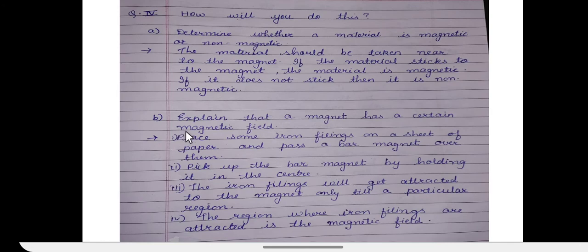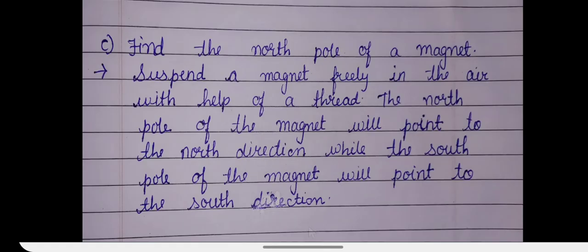B1. Explain that magnet has a certain magnetic field. Point 1. Place some iron filings on a sheet of a paper and pass a bar magnet over them. Point 2. Pick up the bar magnet by holding it in the center. Point 3. The iron filings will get attracted to the magnet only till a particular region. Point 4. The region where iron filings are attracted is the magnetic field.